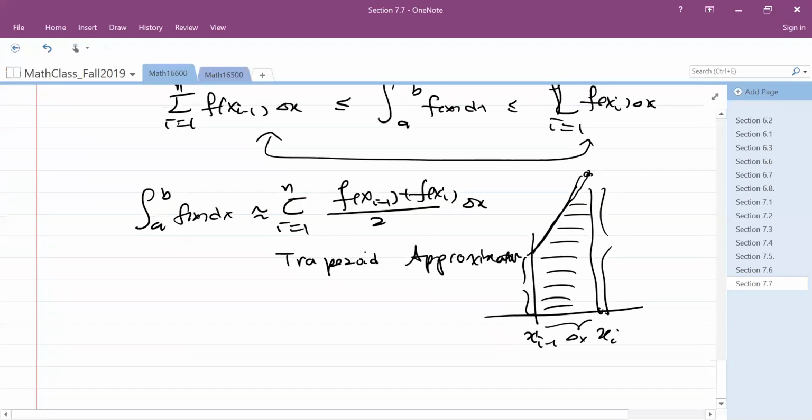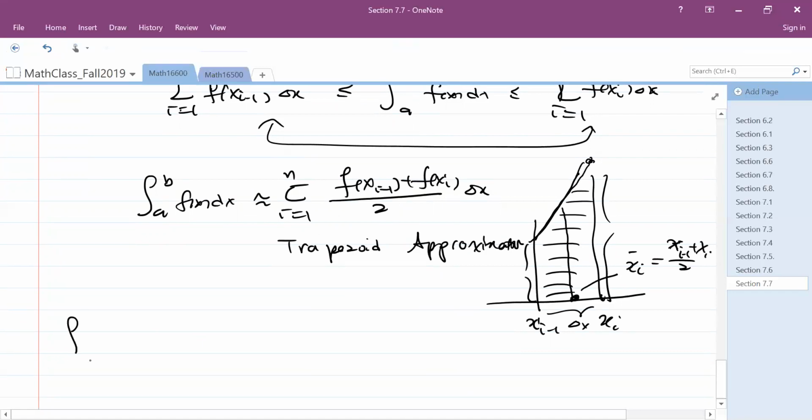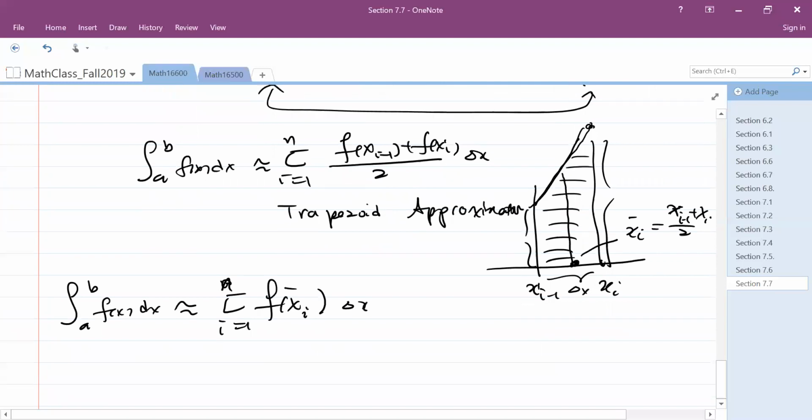Now, some students say, why not choose a middle point? If I choose a middle point, called xi bar, which is the average of xi minus 1 and xi, this is the middle point. You can also claim that this gets a better estimate in some way. See, there's a slight difference here.